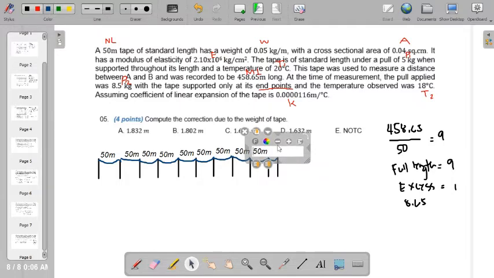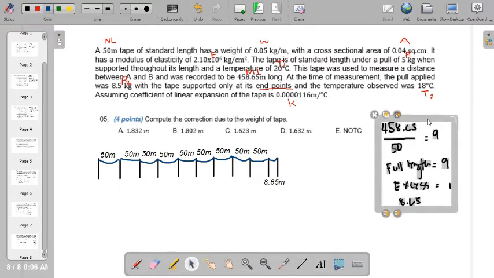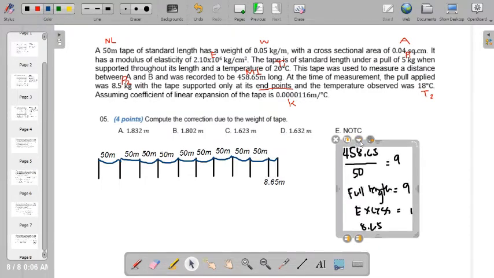So the total is 458.65. Now, we are going to compute the sag correction per nominal length, so we will be computing that per nominal length. Let's delete this, or we'll just move here.